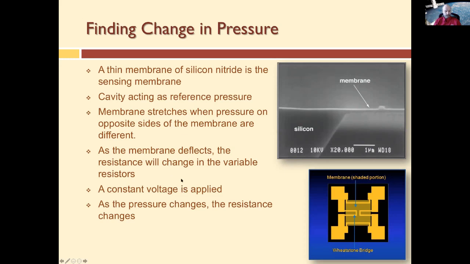Okay. So as the membrane deflects, the resistance will change in the variable resistor. And then you have to apply a constant voltage, right? So your output is kind of related to the voltage you put into it, right? And we've done 3 volts and 5 volts and whatnot, and it just depends what range you want the output to be in, and then what the resistors' nominal values are, and then how they change with the change in pressure.